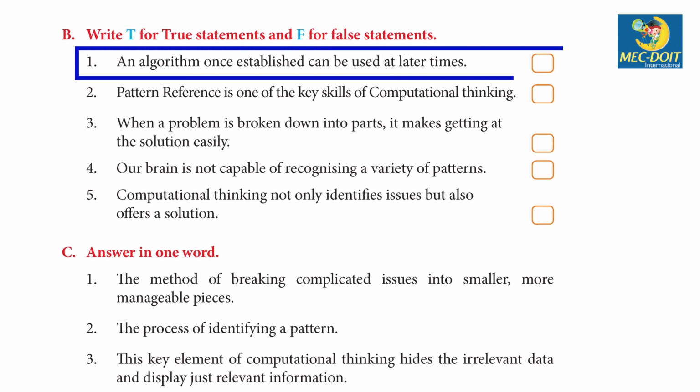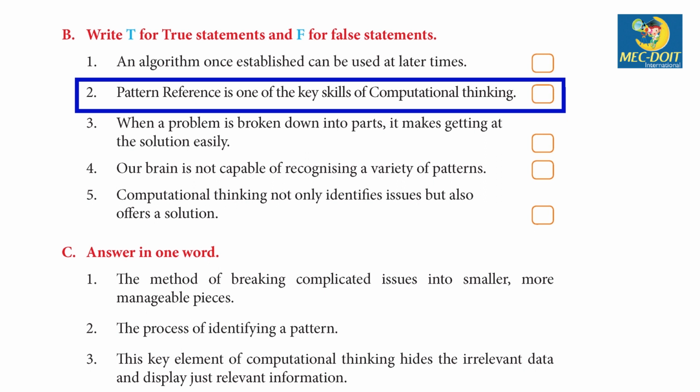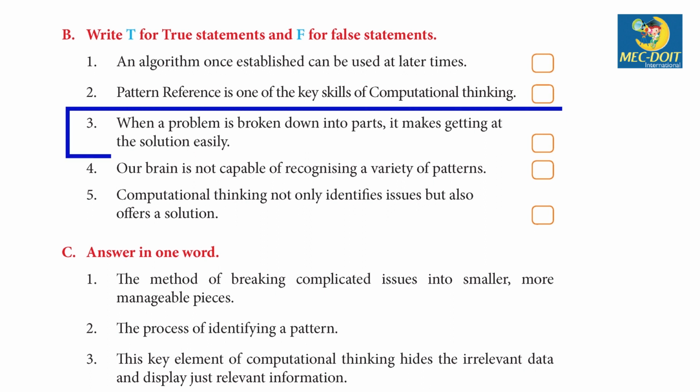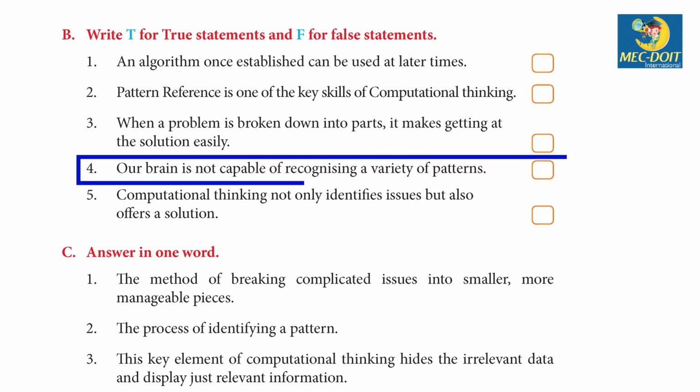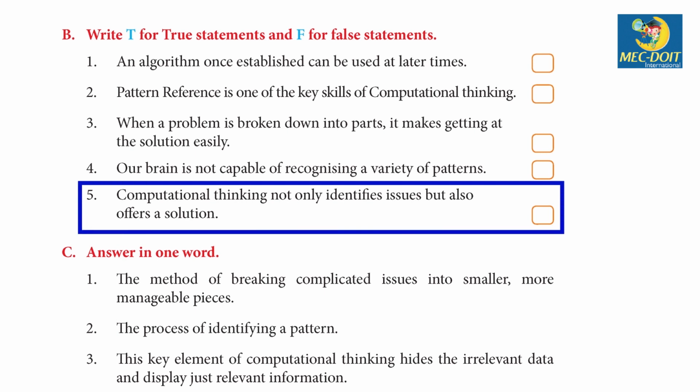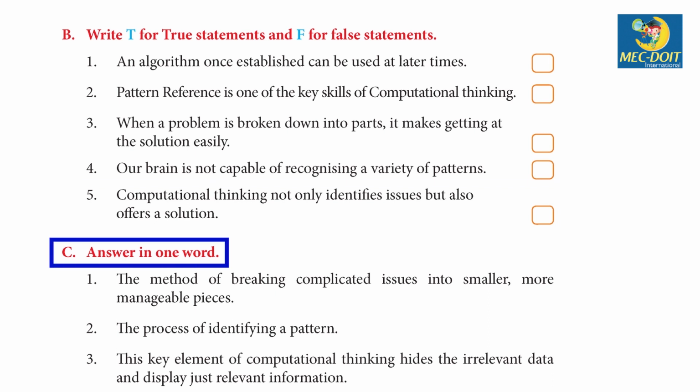B. Write T for true statements and F for false statements. 1. An algorithm once established can be used at later times. Answer: false. 2. Pattern reference is one of the key skills of computational thinking. Answer: false. 3. When a problem is broken down into parts, it makes getting to the solution easier. Answer: true. 4. Our brain is not capable of recognizing a variety of patterns. Answer: false. 5. Computational thinking not only identifies issues but also offers a solution. Answer: true.